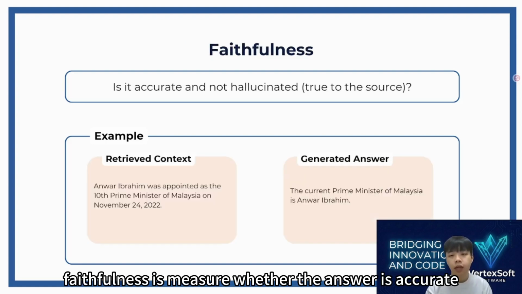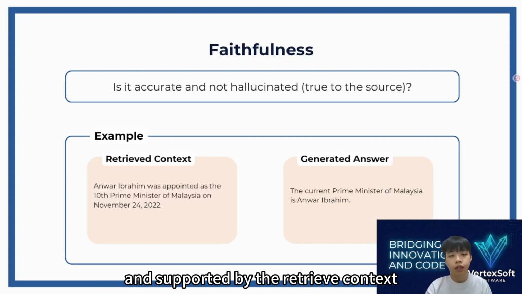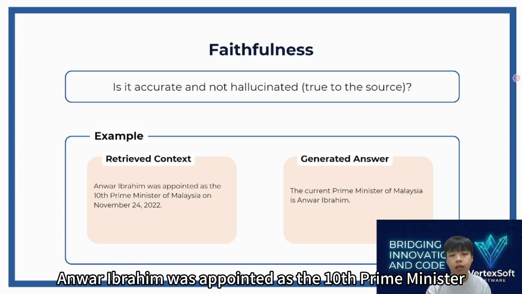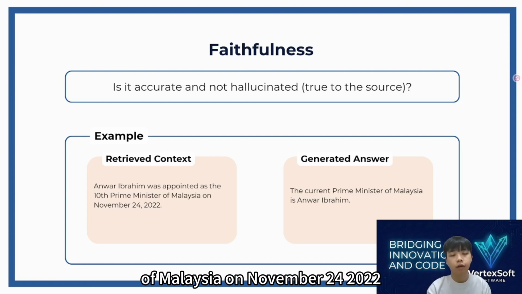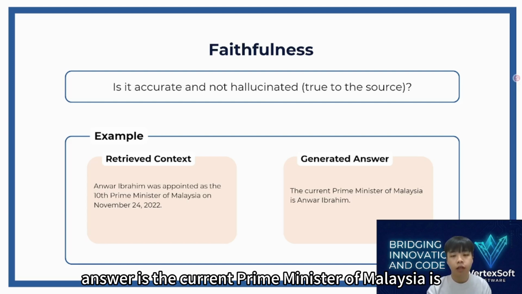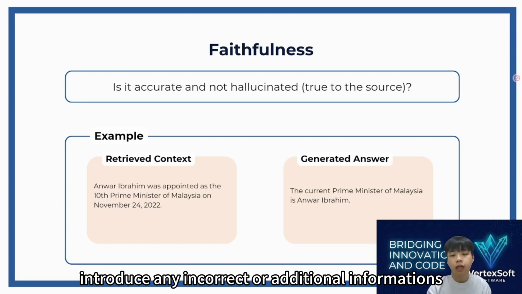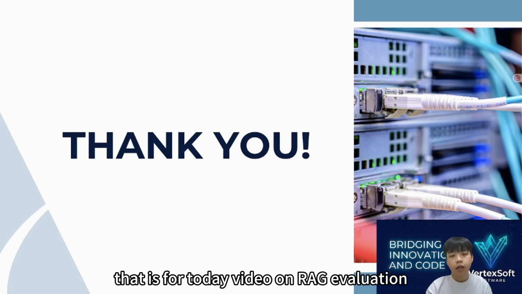Faithfulness measures whether the answer is accurate and supported by the retrieved context without adding any hallucinated or unsupported information. In this example, the retrieved context is Anwar Ibrahim was appointed as the 10th Prime Minister of Malaysia on November 24, 2022. The generated answer is the current Prime Minister of Malaysia is Anwar Ibrahim. The answer is highly faithful because it is fully supported by the retrieved context and does not introduce any incorrect or additional information. That is for today's video on RAG evaluation.